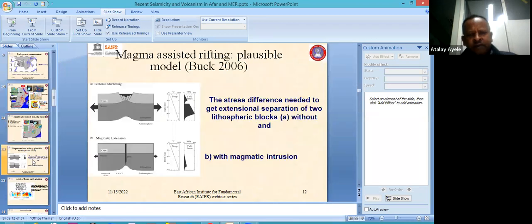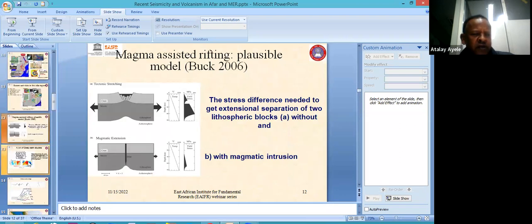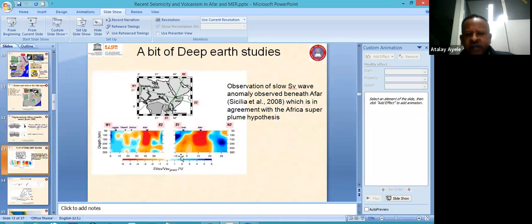This shows the Bastow 2006 model, which is magma-assisted rifting, the most plausible one to be accepted currently. The next slide shows a bit of deeper study from tomography, that there is a low-velocity anomaly in the Afar region, dominant in both cross sections, going from the southwest to the northeast, and also from the Hagar to the Afar. So Afar is really a center of attention in that case.